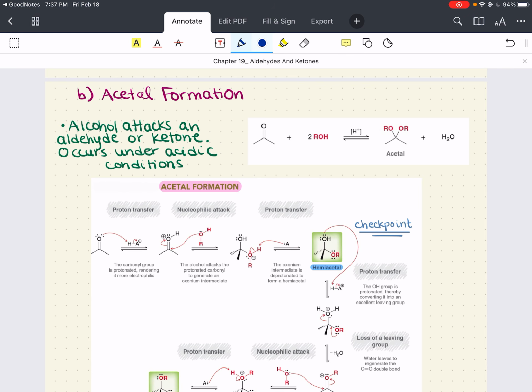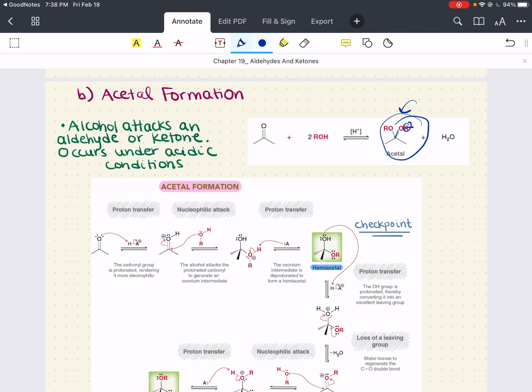All right, so in acidic conditions, an aldehyde or ketone is going to react with two molecules of alcohol to form an acetal, and this is an acetal right here. It's these oxygen groups that also have R groups attached to them. So it's kind of like these little ethers that you form here. So this is an acetal right here.